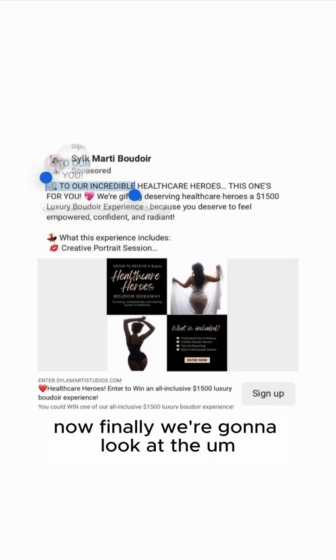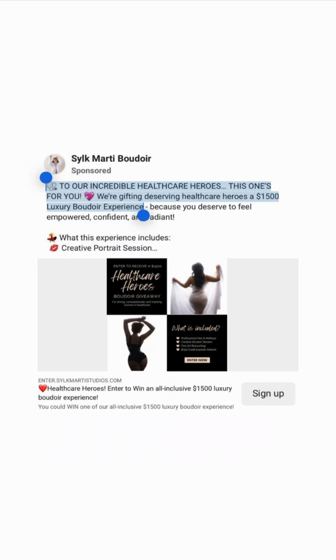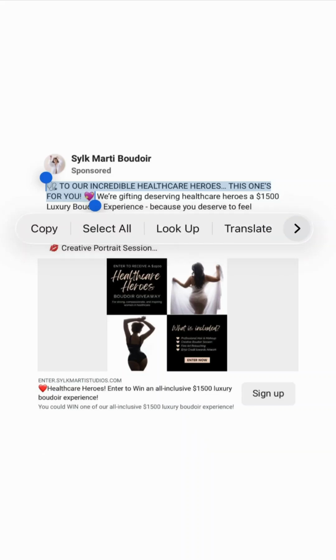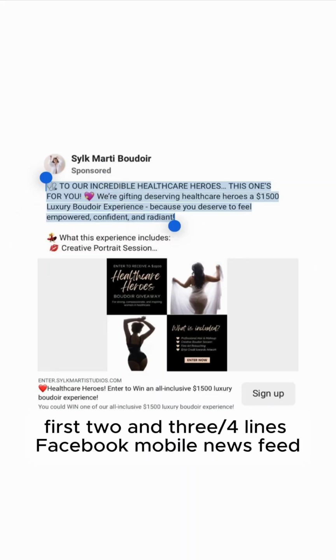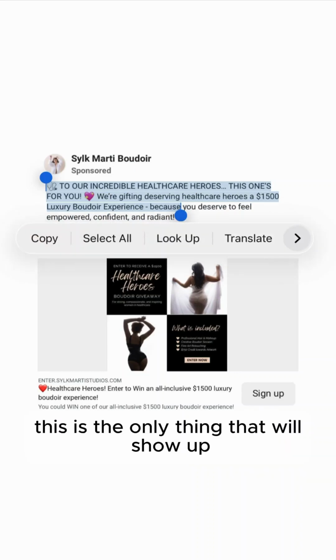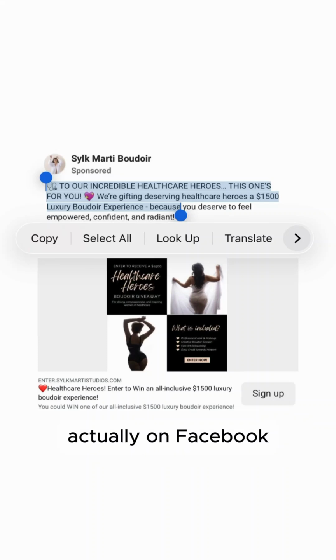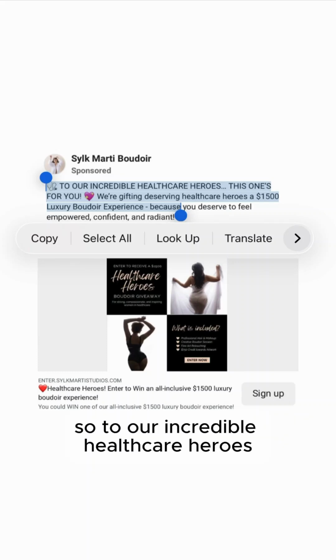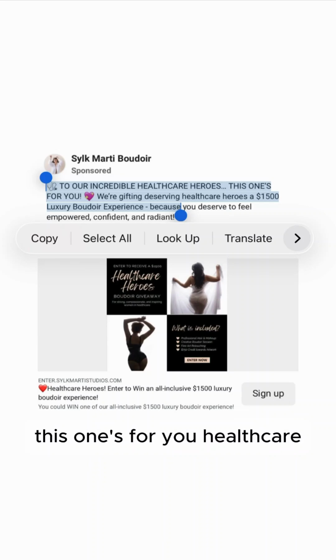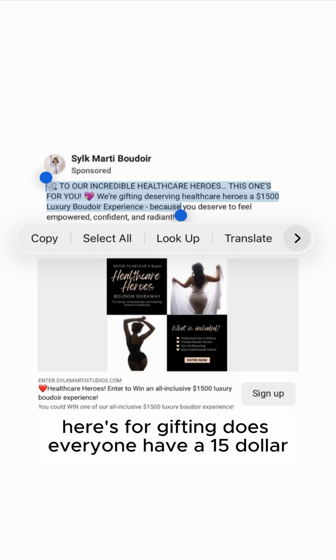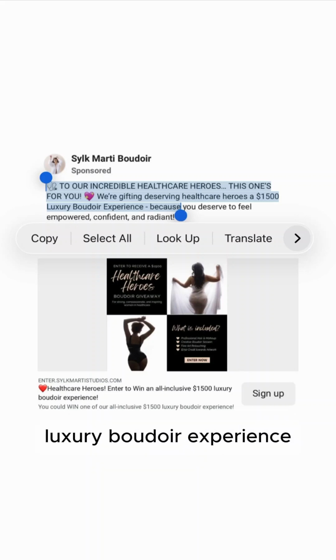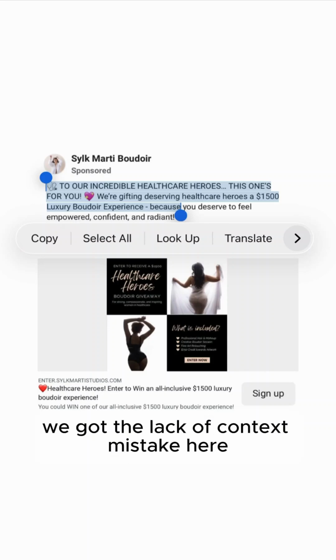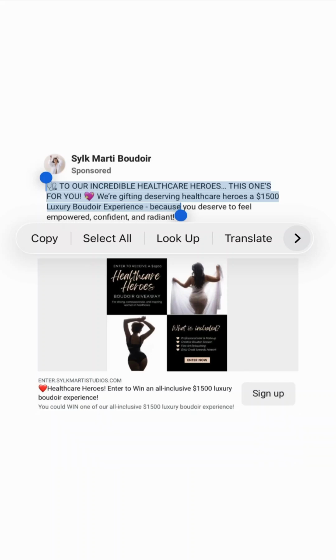Now, finally, we're going to look up here. See more headline, first 2 3/4 lines, Facebook mobile news feed. This is the only thing that will actually show up on Facebook. So to our incredible healthcare heroes, this one's for you. Healthcare heroes for gifting. Does everyone have a $1,500 luxury boudoir experience? All right, so yeah, we've got the lack of context mistake here.